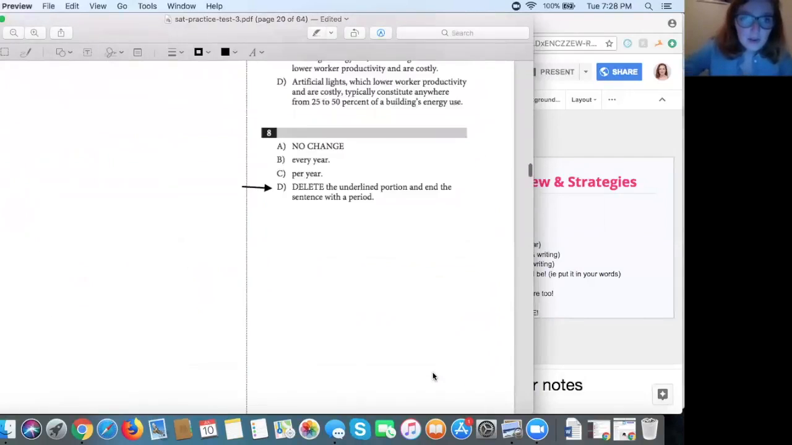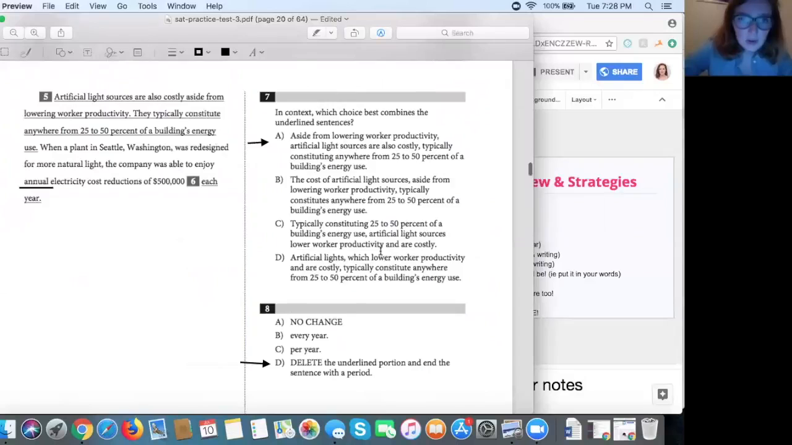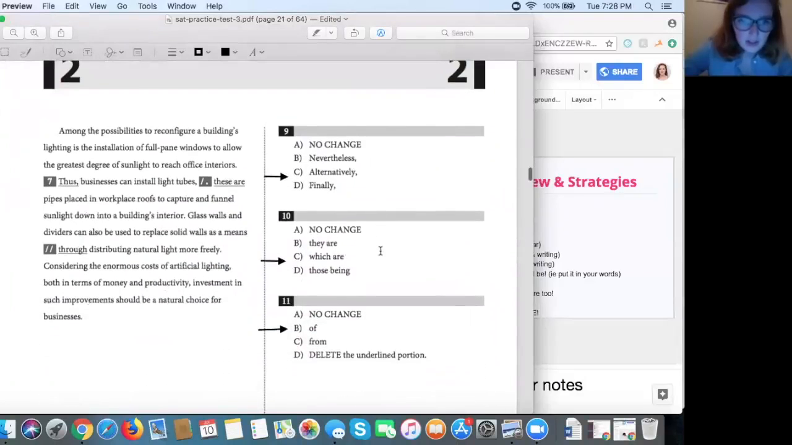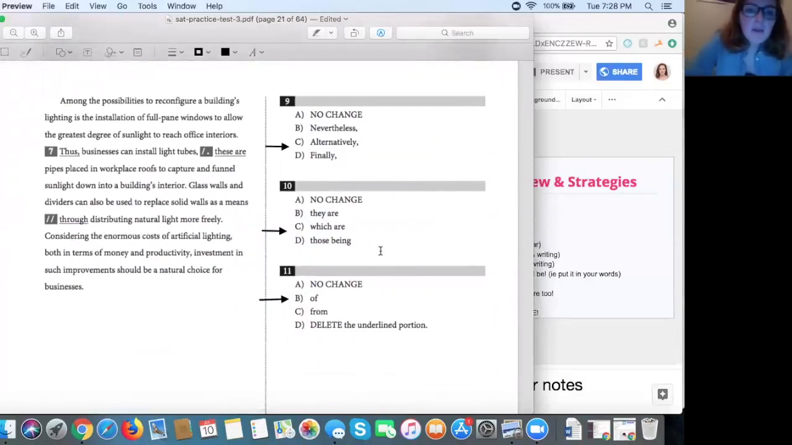Let's move on to the last couple of questions. Among the possibilities to reconfigure a building's lighting is the installation of full pane windows to allow the greatest degree of sunlight to reach office interiors. Thus, businesses can install light tubes. These are pipes placed in workplace roofs to capture and funnel sunlight down into a building's interior.